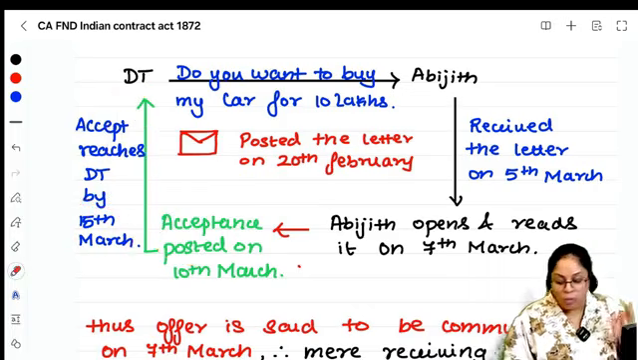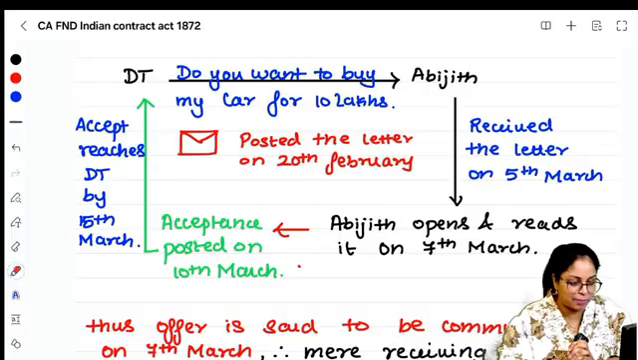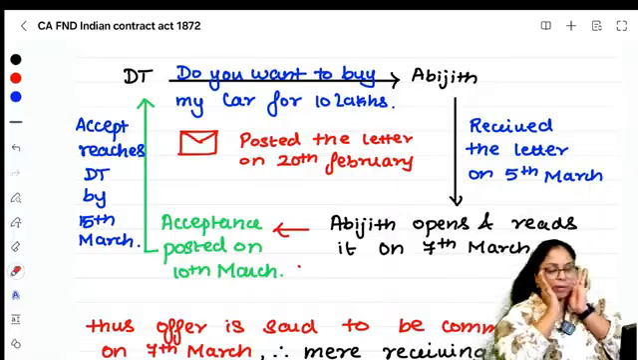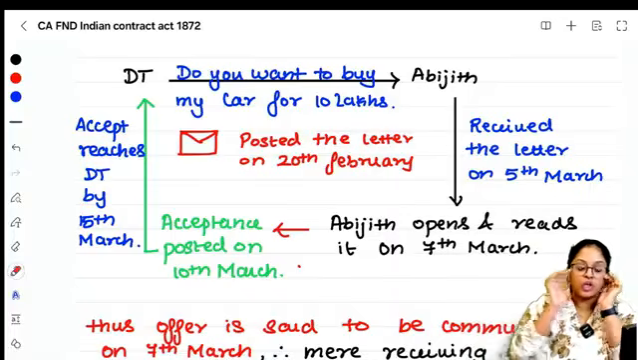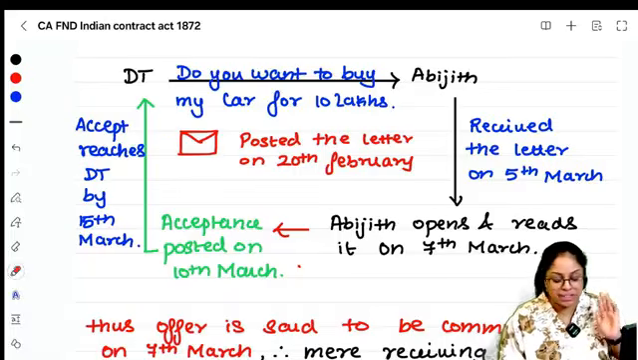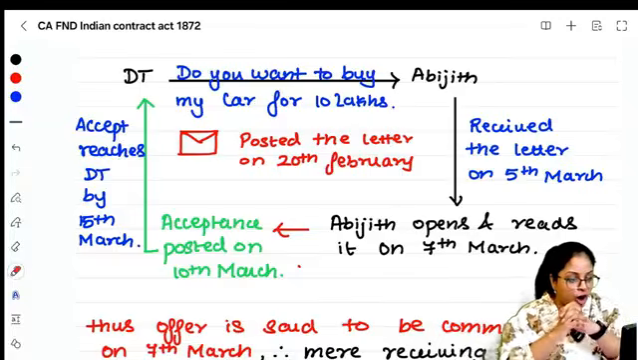So when is acceptance communicated? You cannot say it plainly. Acceptance communicated, you have to see from two people's point of view. Very good, Nimesh. When is acceptance completed? From the point of view of the offerer.